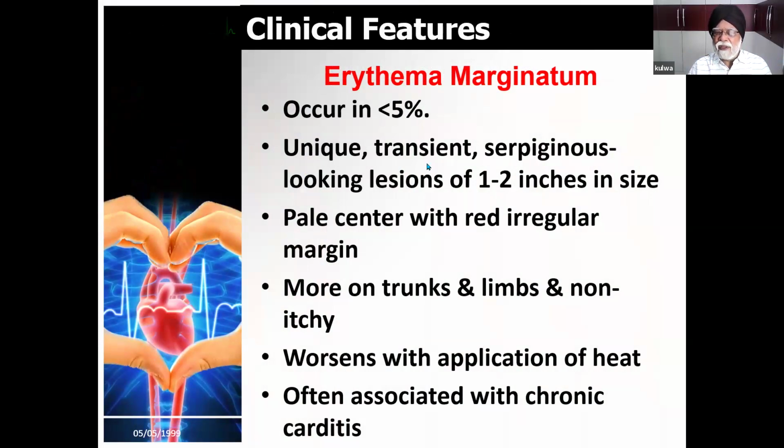Unique, transient, pigmented-looking lesions of 1 to 2 inches in size. Pale center, red irregular margin. The outer side will be red and the middle will be pale. It will look like a ringworm. If you normally see it in practice, it will look like a ringworm, but the other tests will be positive for rheumatic heart disease or rheumatic fever.